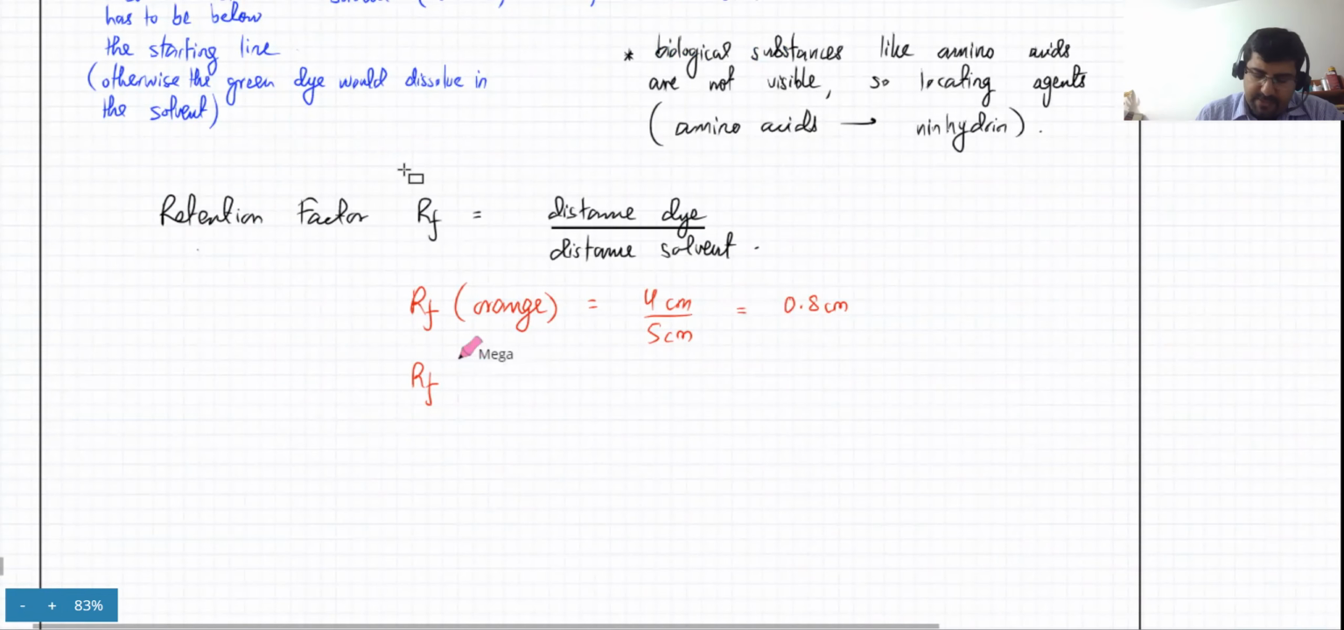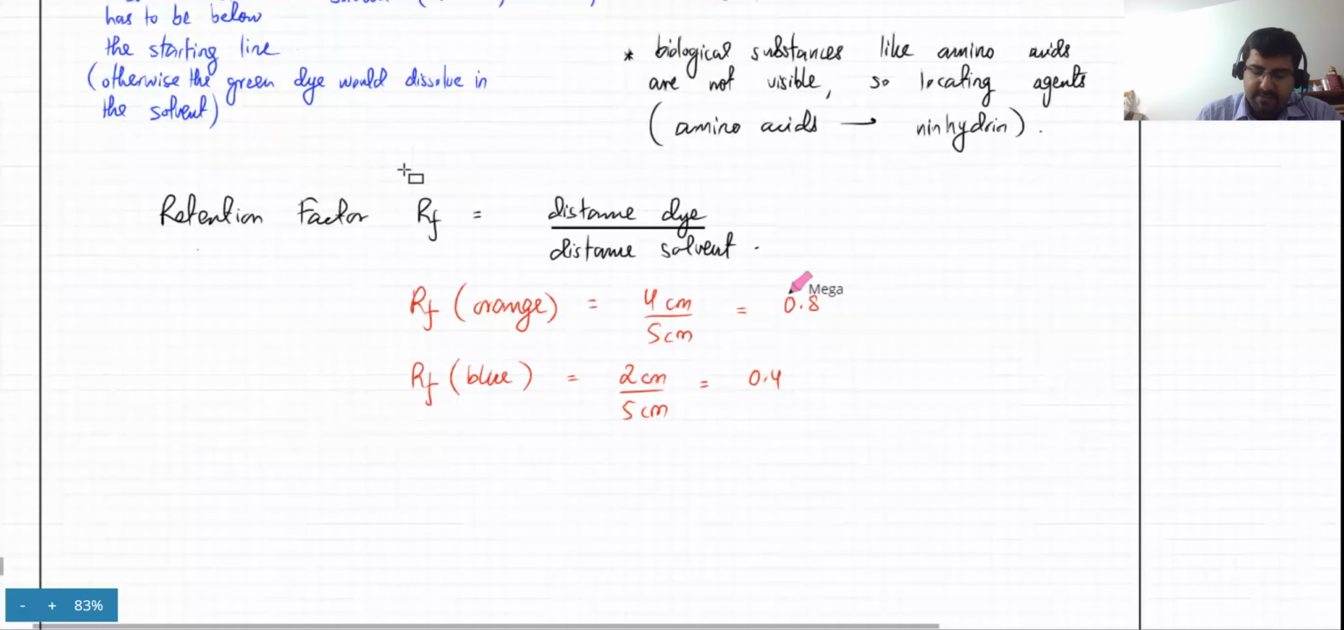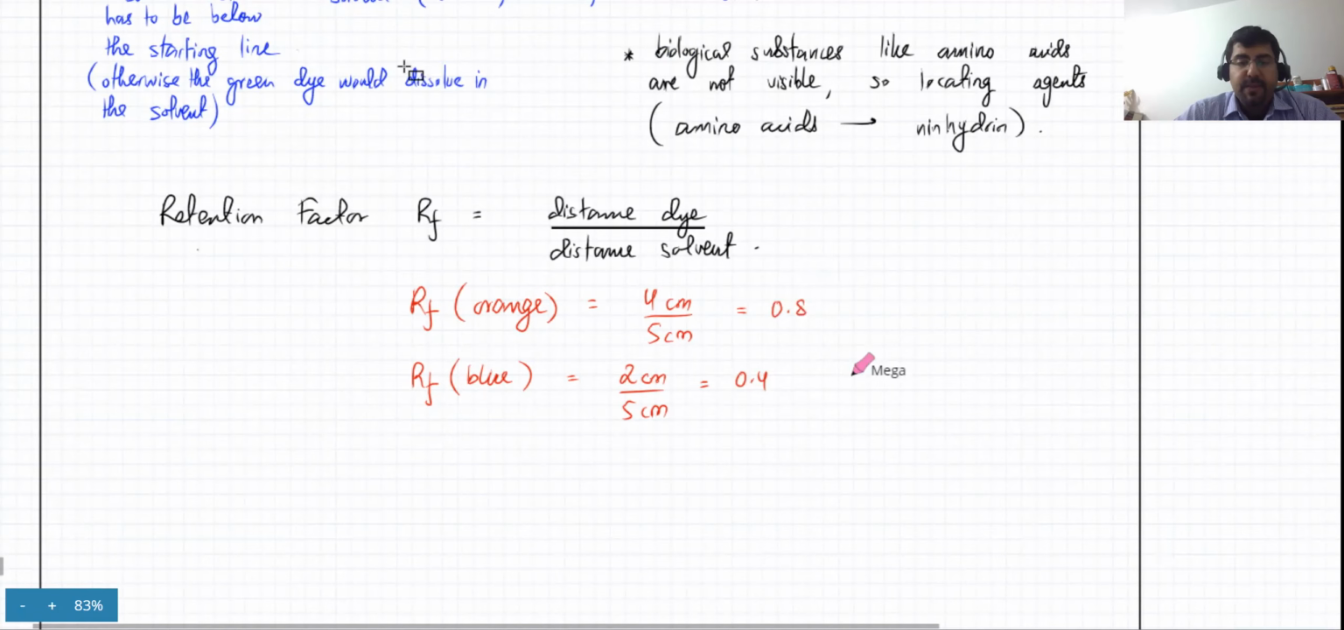So for the blue dye, it's going to be 2 centimeters divided by 5 centimeters. And the value that I'm going to get is what is 2 over 5? That's going to give me 0.4. Okay, and this is not in centimeters. The RF value has no units. Make sure you don't write any units next to the RF value. So one is 0.8 and the other one is 0.4.